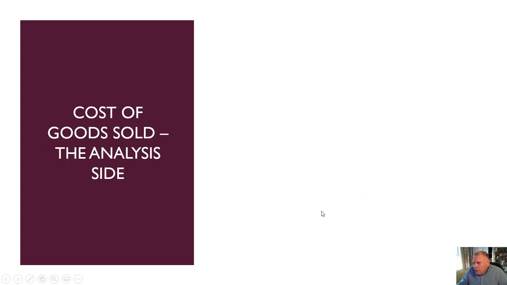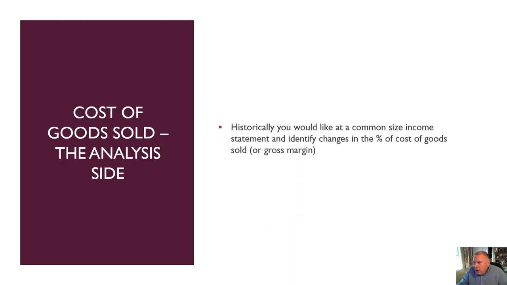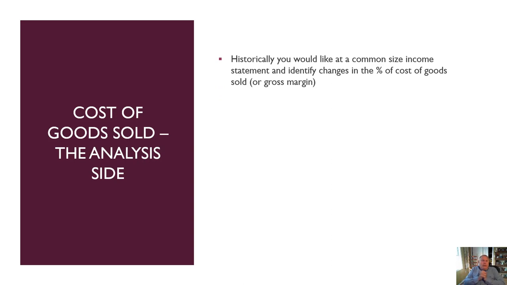Now, as we keep going on the analytical side, this is where the common size comes in. We look at the common size and identify changes in the cost of goods sold or gross margin. You could do it either way. They're very interchangeable. If it remains constant, you don't really need to focus on it. You can move on because it's telling you there's a direct relationship between cost of goods sold and revenue. Now, if it's changed, you need to understand why it's changing.